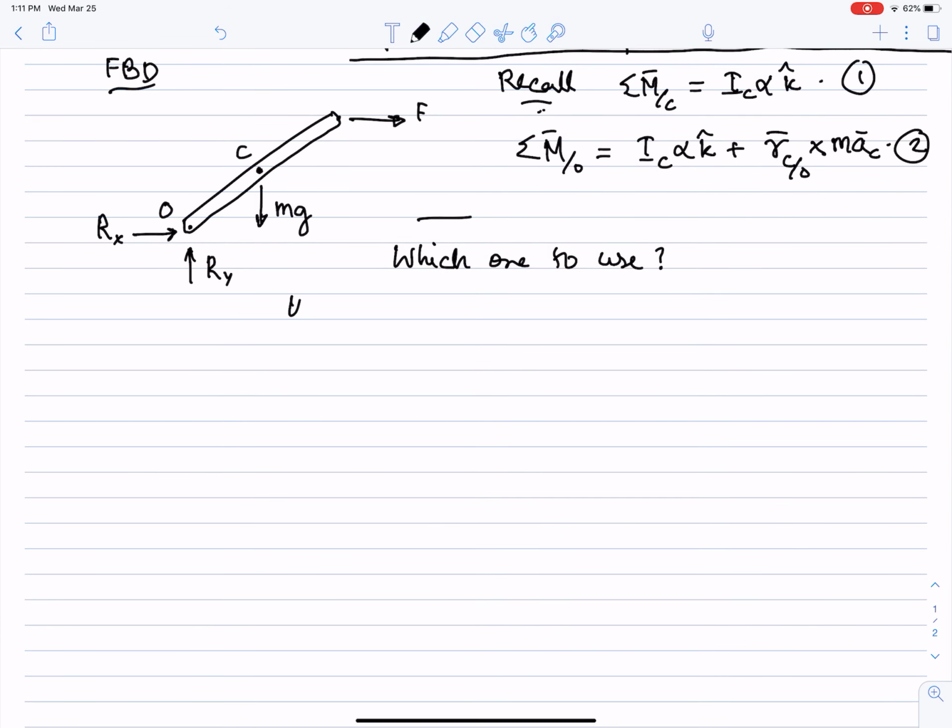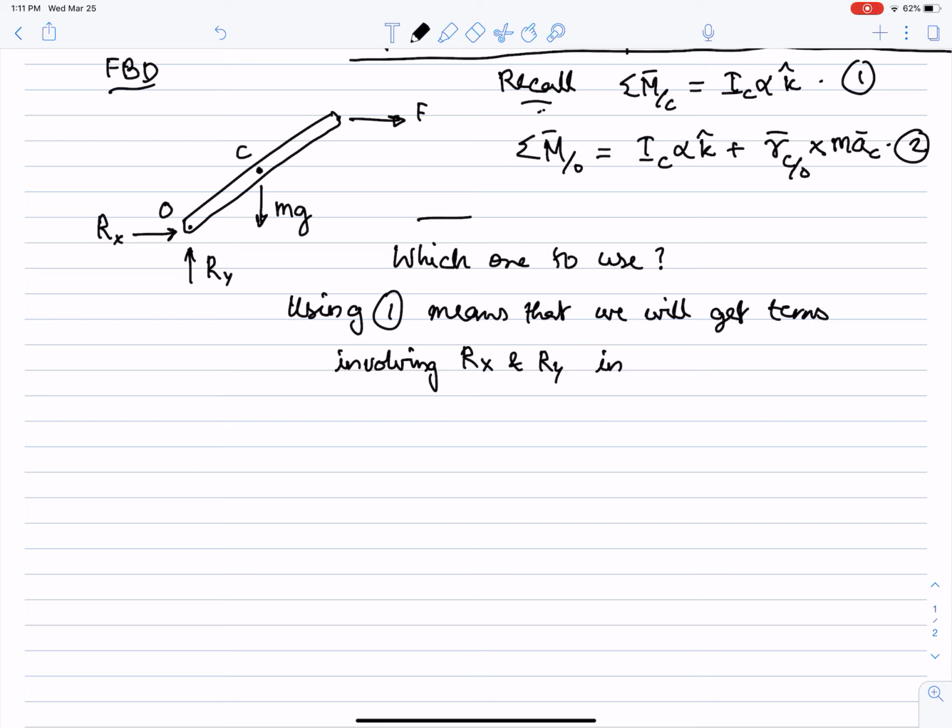So what I was going to say was using 1 means that we will get terms involving Rx and Ry in our equations.